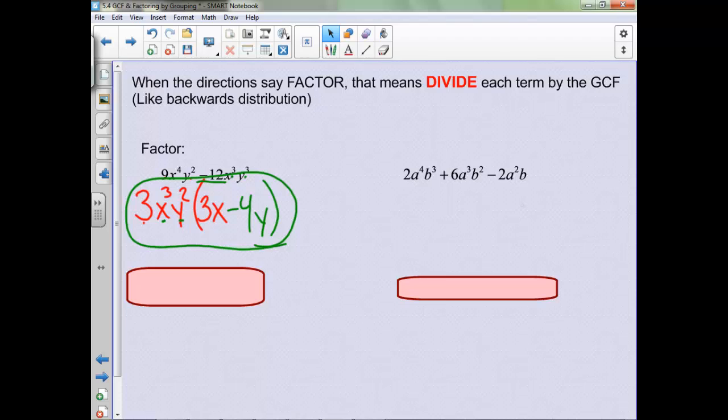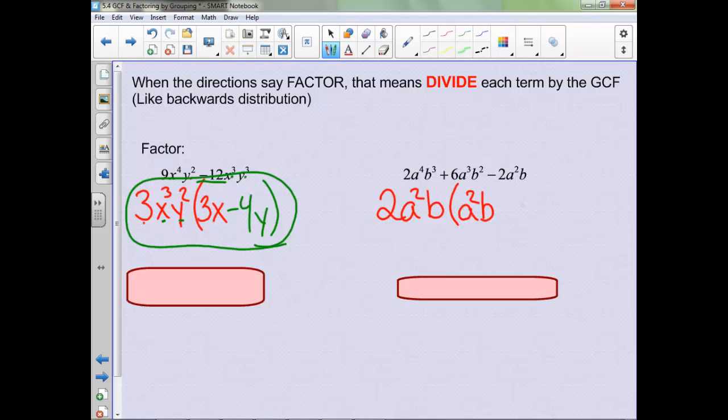Alright, now looking here. Our GCF, if we look at just our numbers, is going to be 2. And now look at a squared and b. That's our GCF. So let's look at what we have left. In this first one, we divided out the 2, so that'll become a 1. We took out 2 of the a's, so there's still 2 of these a's left, or a squared. And there's still b squared left.